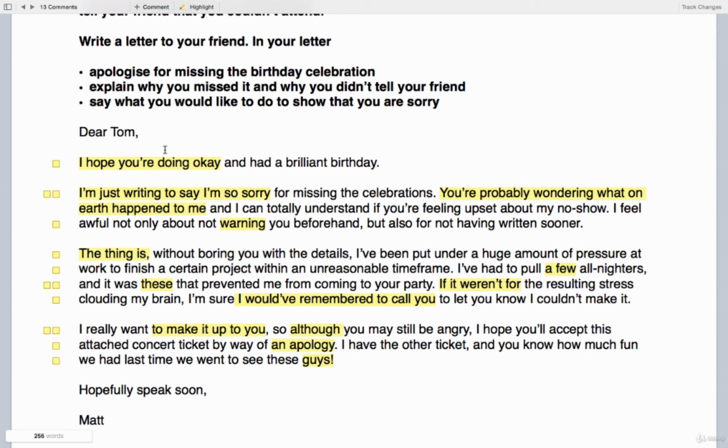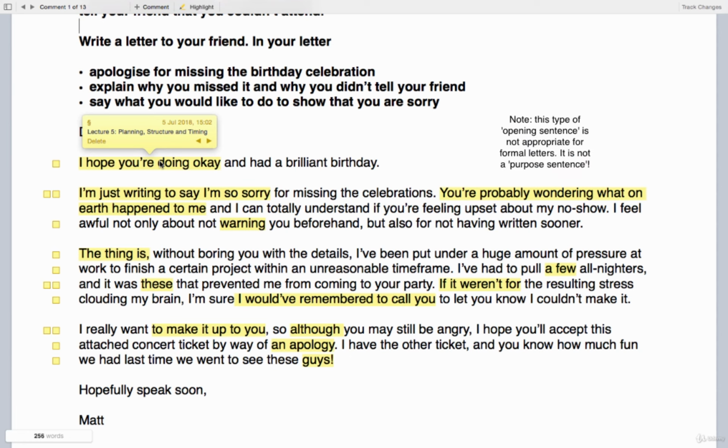Okay, so what's going on here? Where have we highlighted this? So this is all about planning, structure and timing in lecture 5. So instantly we want to think about how we are structuring each of the paragraphs, how we're structuring the letter as a whole. You can see here that we just have a single sentence to open the letter. This is what I generally recommend that you do. You can learn about that in lecture 5.